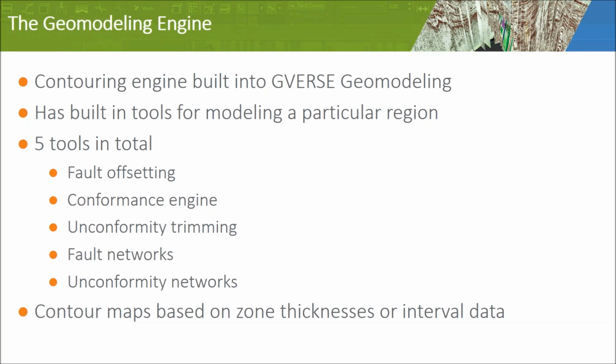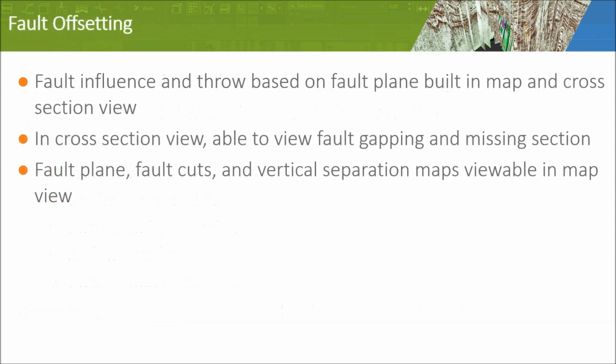And then we'll also be looking at making some contour maps based on zone thicknesses or interval data. So we'll go ahead and look at a couple of tools here. First one's the fault offsetting. Fault influence and throw is based on a fault plane that you build either through map view or cross-section view. Your fault offset is automatically applied given the dimensions of the plane, as well as the geological setting and the geological area you're working in.